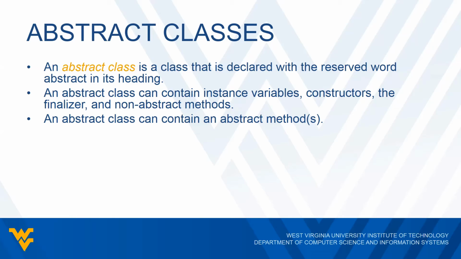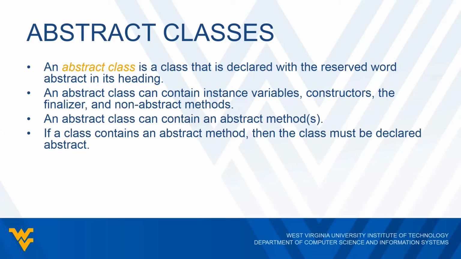Now, an abstract class can contain one or more abstract methods. So we can have one abstract method, we can have 20 abstract methods, we can have however many abstract methods we want. Now, if a class does contain an abstract method, then the class has to be declared as abstract. I can't just declare a normal class and have an abstract method in there. If there is an abstract method in the class, I have to include the word abstract in the class heading.